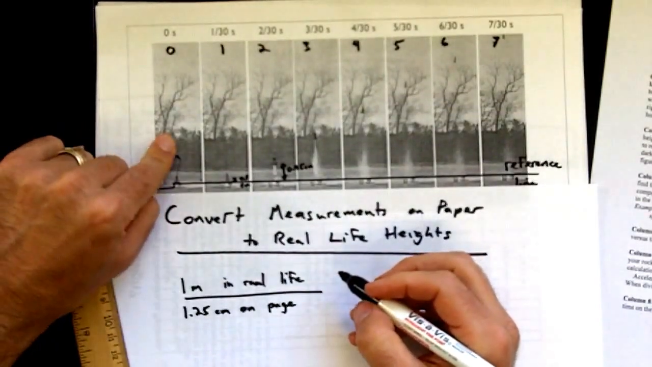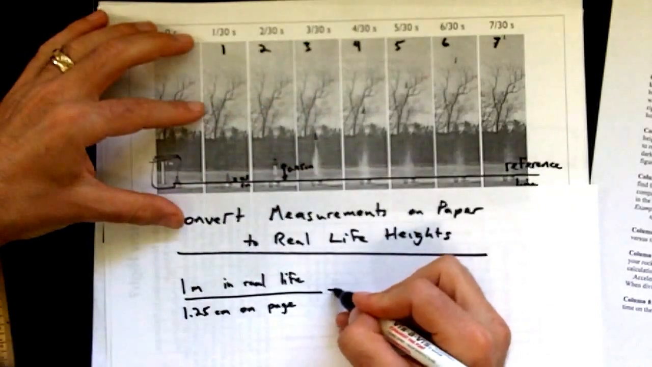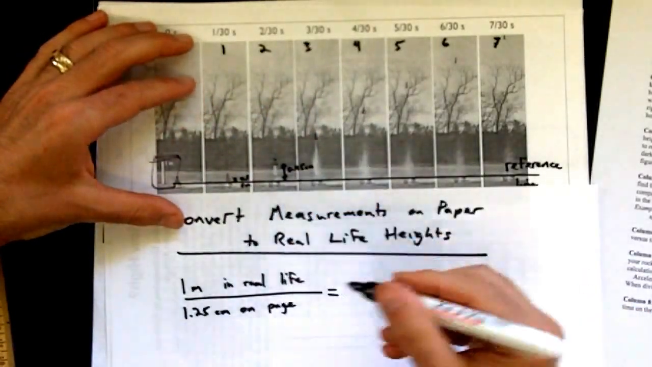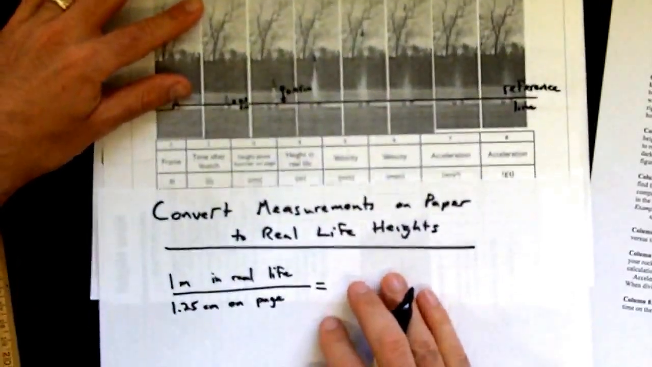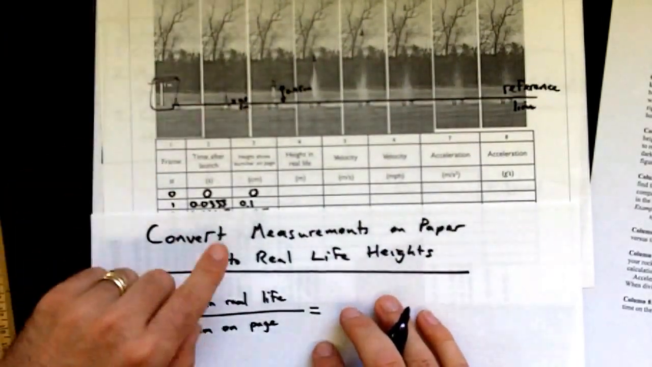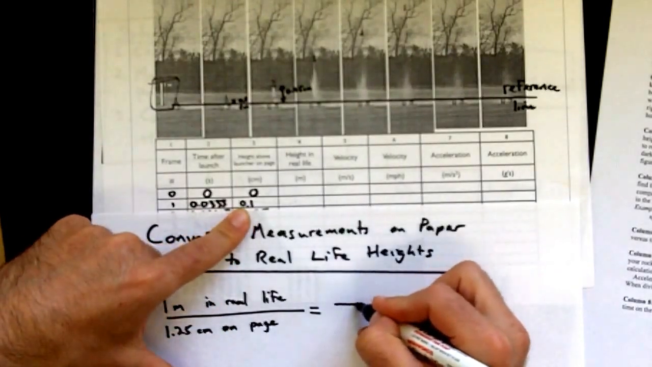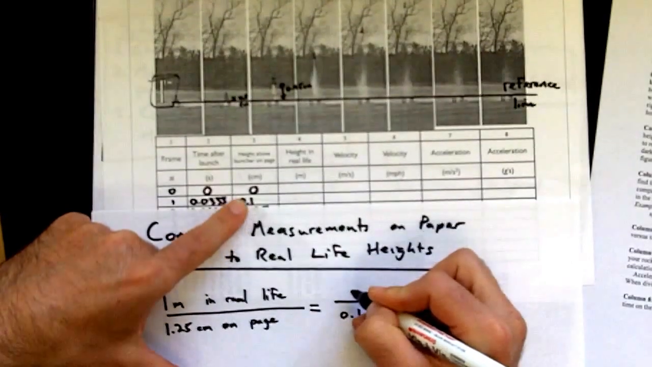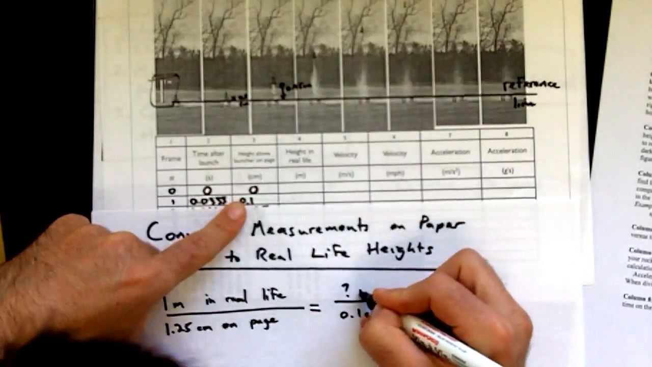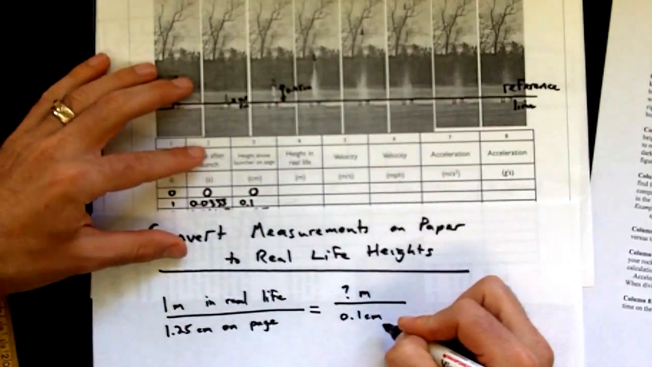And that's true in frame 0. It's true in frame 1. It's true in frame 2. It's true all the way across. So we can go ahead and use that information to make a proportion problem. In frame 1 here, our height on the page is 0.1 centimeters. How big is that in real life? I don't know. Question mark meters in real life is 0.1 centimeters.